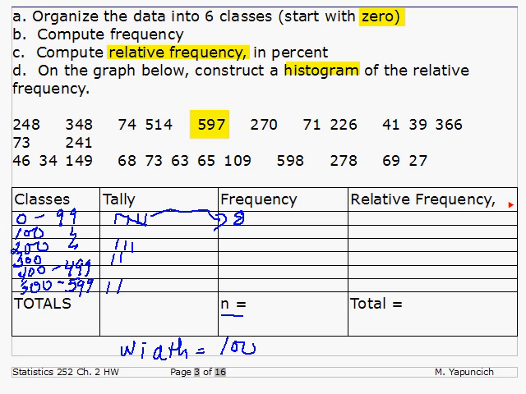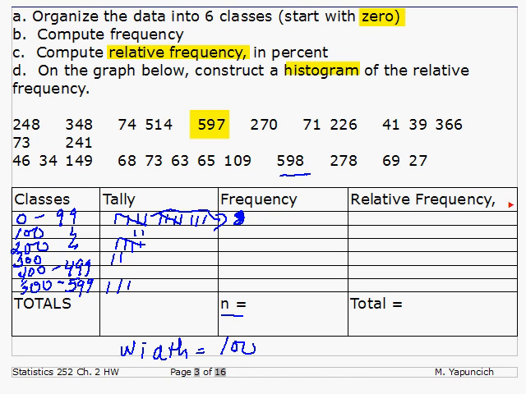241, 46, 34, 149. Got a point here. 68, 73, 63, 65, that number was wrong, 109, 598, oh, I missed that one, 598 was the max, but we're still okay, 278, 69, 27.